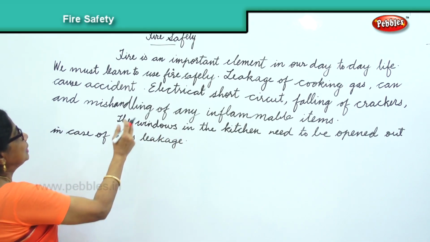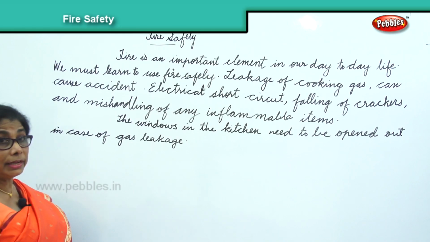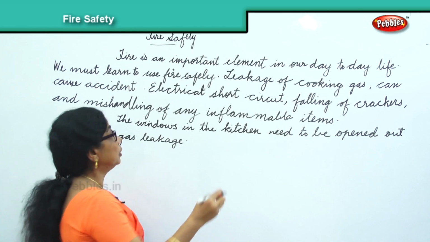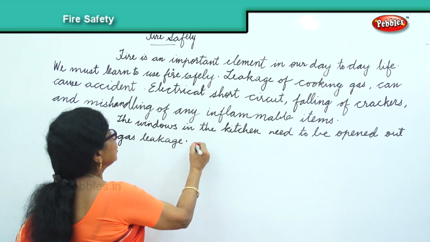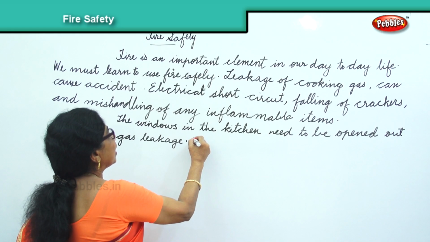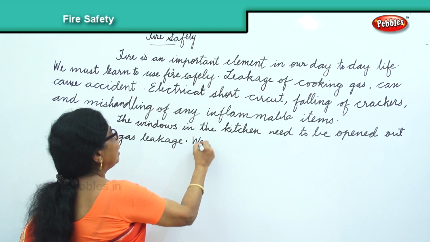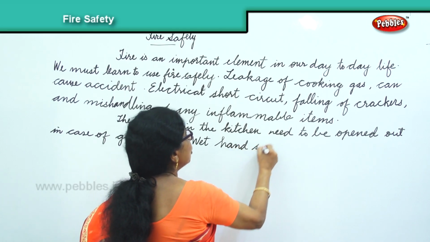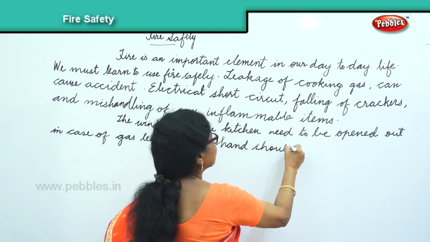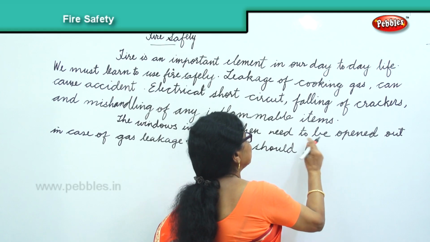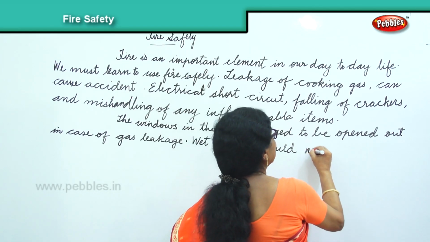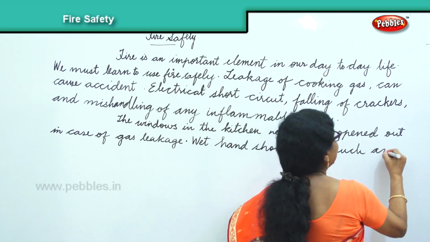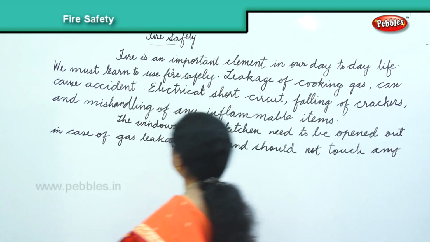Next we said electrical. Do not touch. We must be careful when there is a short circuit. So what must we do? Our hands should be dry. A wet hand should not touch any wire.